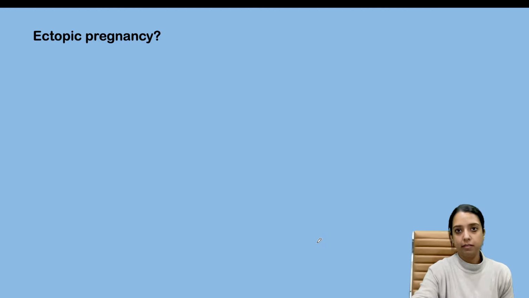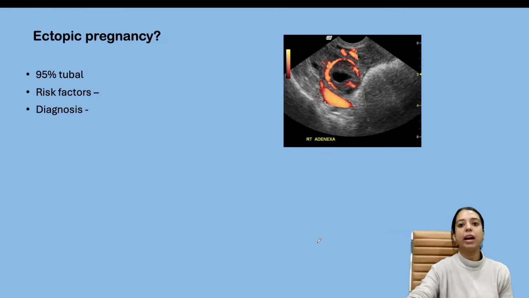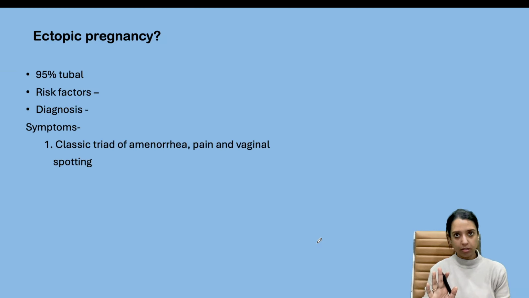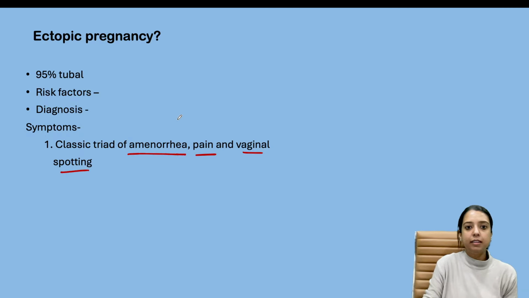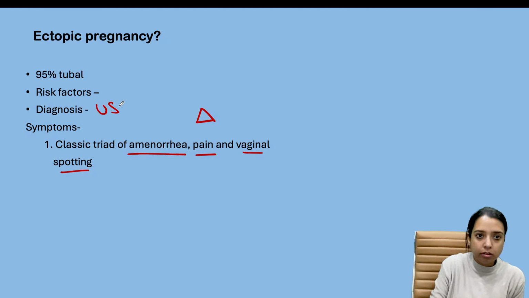What is ectopic pregnancy? Pregnancy implanted outside uterus. 95% of the time it is implanted in the tubes. ठीक है? How do you diagnose? Diagnosis is based on symptoms first. Symptoms are very typical. Amenorrhea मिलेगा, pain and spotting. So it's a triad of pain, spotting and early pregnancy. Pain, amenorrhea and vaginal spotting. But the diagnostic method is ultrasound.